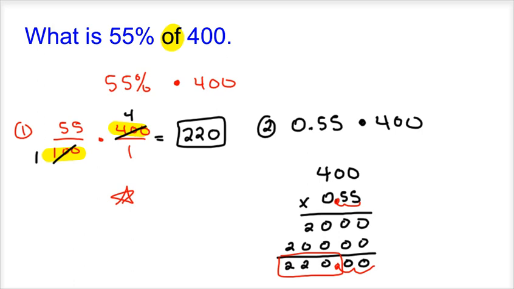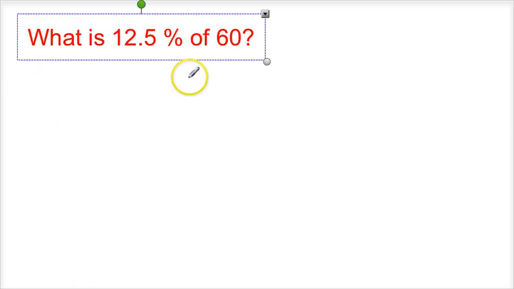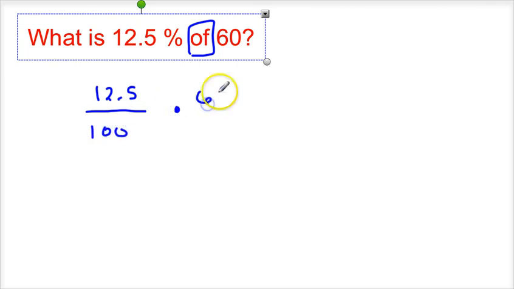Let's take a look at another example. What is 12.5% of 60? So again, keyword here, of. So 12.5 over 100 times 60, or 60 over 1. I can simplify 60 and 100, dividing both of these by 10. 100 divided by 10 is 10. 60 divided by 10 is 6.